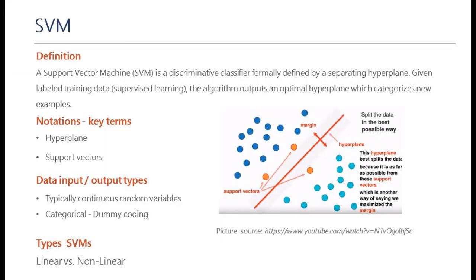Support vector machines, or SVM, is a discriminative classifier formally defined by a separating hyperplane. Given labeled training data, it's a supervised learning process, and the algorithm outputs an optimal hyperplane which categorizes new examples. So, SVM works by transforming the training dataset into a higher dimension, which is then inspected for the optimal separation boundary or boundaries between classes. In SVM, these boundaries are referred to as hyperplanes.